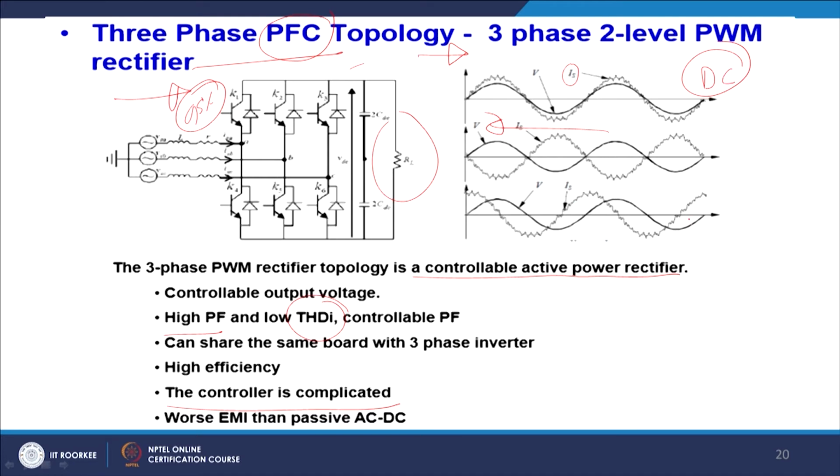Then of course you are correcting the power factor of the system, since you have made a leading power factor in this case, as I have shown. So, it may compensate the lagging power factor from other parts. So, it can act as a power factor corrector or in STATCOM kind of applications.